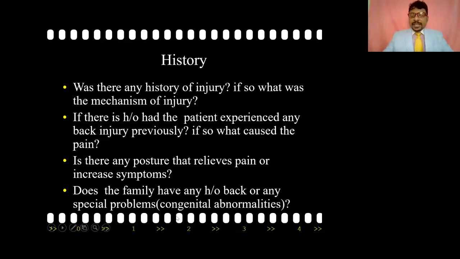Does the family have any history of back problems or any special problems, such as congenital abnormalities? For example, some congenital abnormalities are congenital dislocation of the hip, or CTEV, congenital talipes equinovarus, or congenital scoliosis, where the spine bends towards one side. We are going to discuss the spine in later slides. These are just examples of congenital abnormalities. Because of these congenital abnormalities, the walking pattern is going to be altered. That is the reason we have to ask about any history of congenital abnormalities in the family.